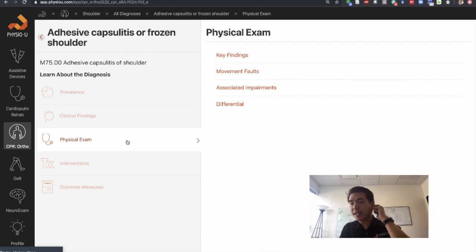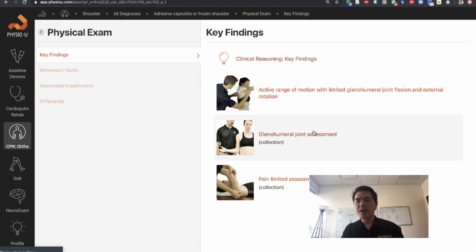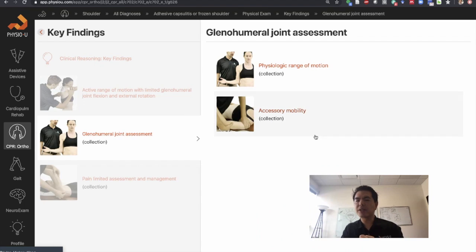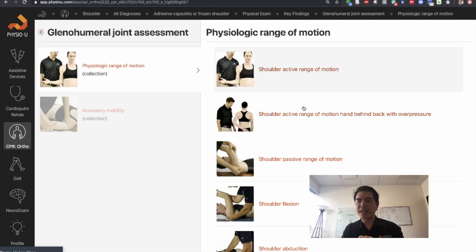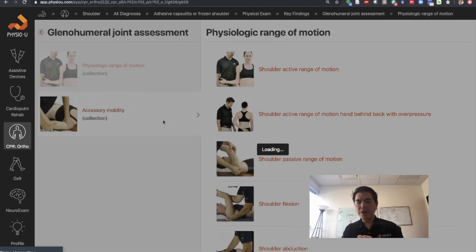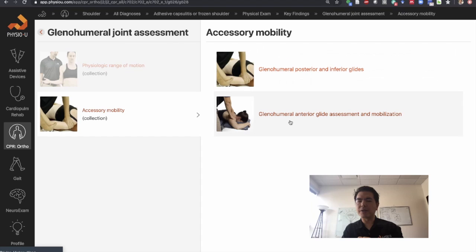Then I'll ask the students, hey, so this is a mobility deficit. What do you think we're going to do for the exam? So they'll kind of reach back into their past experiences and go, oh, I think we're supposed to assess range of motion. Perfect. That's what we're going to learn in lab. Physiologic range, active and passive range of motion. Here are your videos. And we're going to look at accessory mobility as well.